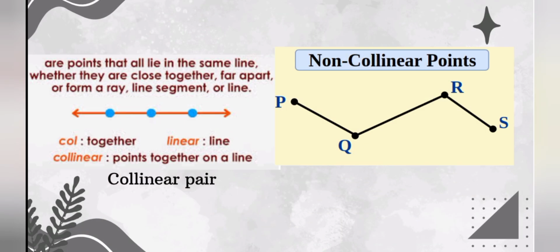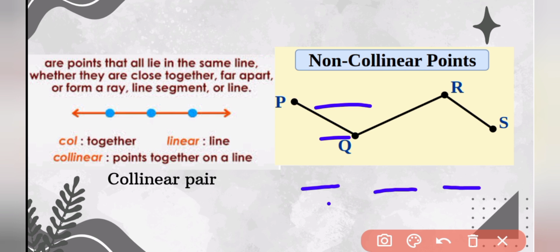Then we have collinear pair and non-collinear pair. Collinear points are points that lie in the same line, whether they are close to each other, far apart, or from a ray, line segment, or line. It means the points which lie on a single line are said to be collinear. You can see col means together, linear means in line.